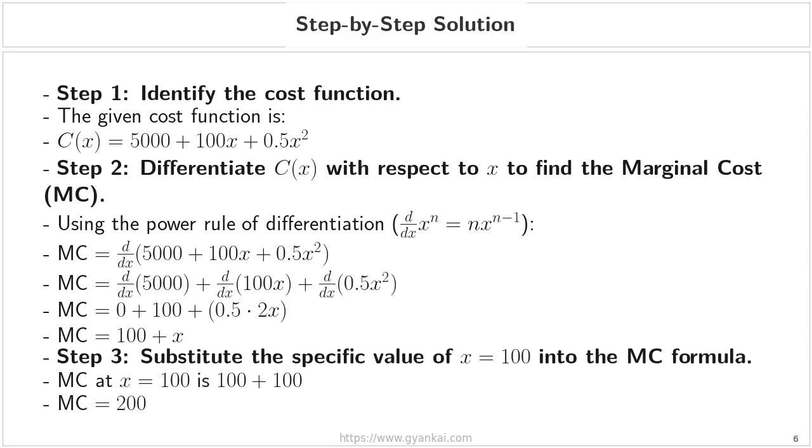Now we proceed to step 3. The problem asks us to find the marginal cost specifically when 100 units are being produced. Therefore, we substitute the value of 100 for x in our marginal cost formula. This gives us 100 plus 100, which results in a final value of 200. In the next slide, we will discuss what this numerical result actually means for the company's production costs.